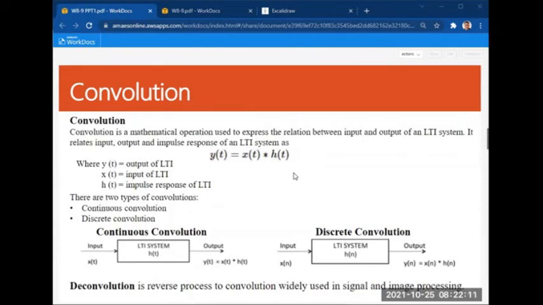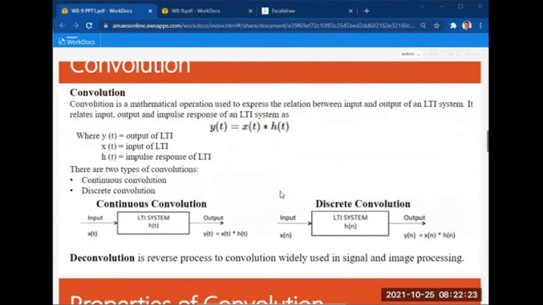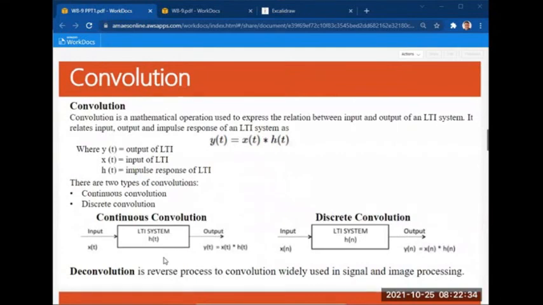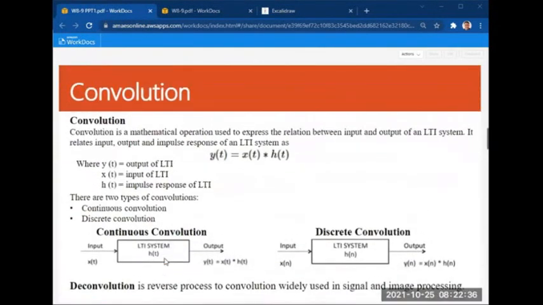We have two types of convolution: continuous convolution and discrete convolution. We will discuss one by one what those are. And we have deconvolution, which is the reverse process to convolution, widely used in signal and image processing. Before we proceed, let's discuss convolution first. What does convolution mean, and why is it important?